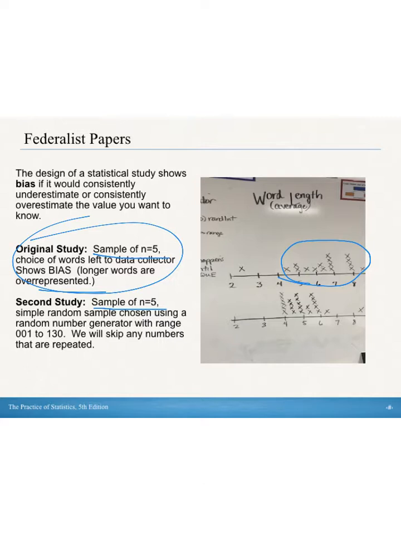In the second survey design, the same number of words were chosen, but instead of the choice of the words being left up to the data collector, it was a simple random sample where each word was assigned a number from 1 to 130. Remember, I've got 3 digits here, so it has to be like that. And you communicate that you're going to skip any numbers that are repeated. So if I got 38 and then I got 38 again, I would wait until I had a unique number. And this showed less bias. I think I said 4.6 is the actual average length in that passage. So when we do a survey sample, we've got to make sure we choose to do it in a manner that eliminates bias as much as possible.